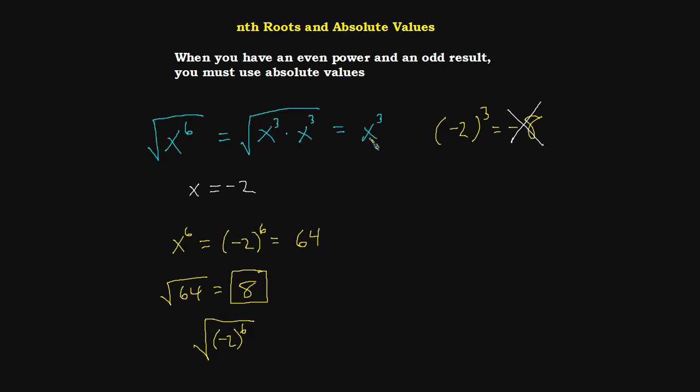So there's a problem with just having x cubed. We're going to fix that problem by putting absolute value signs on both sides of it. So again, to go back to the definition: when you have an even power, and x to the 6th is an even power, and you take a root and you get an odd result, 3 is an odd result, then you must use absolute values. When you have an even power and an odd result, you must use absolute values.